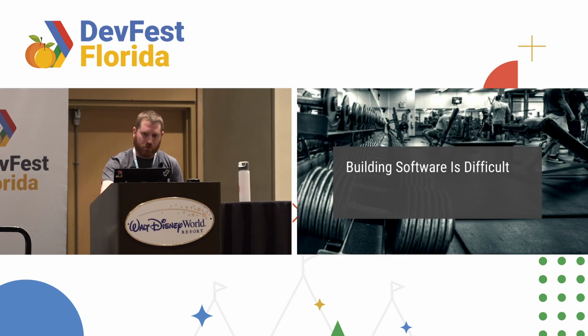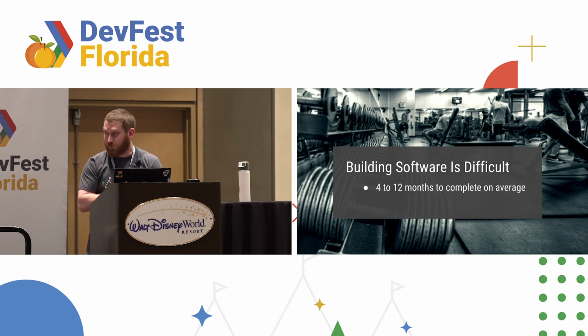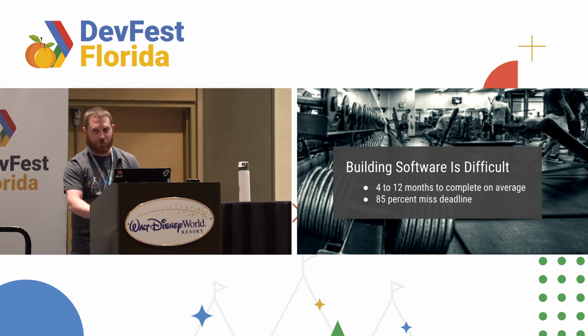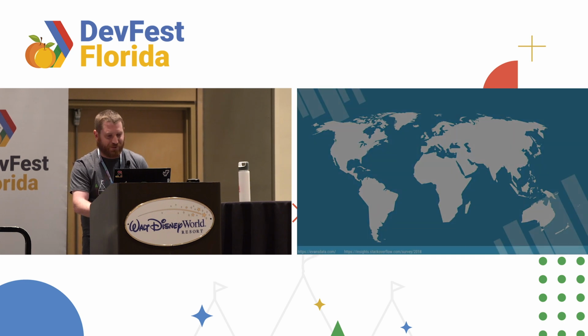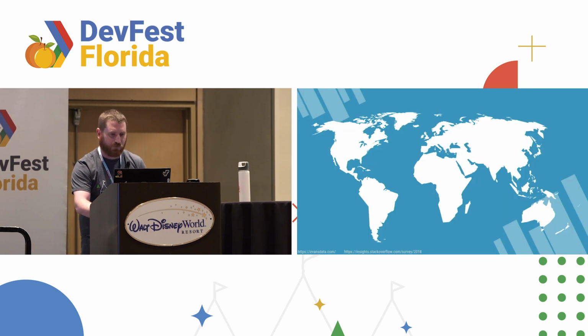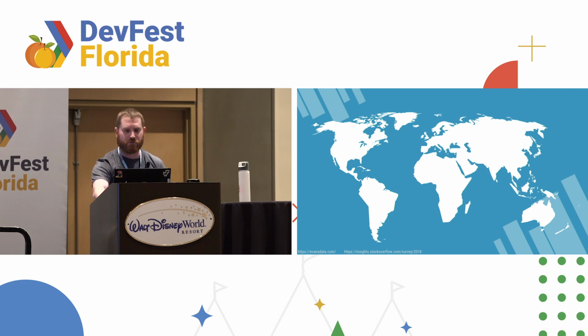And of course, building software is difficult. Again, this is just from looking online, trying to pull some numbers, 4 to 12 months on average to get from idea to the end goal, like initial release, right? And then of course, everybody knows this one. No project's ever done on time. It's never happened. If you think that it happened, you're probably wrong about it. It's always late, right?